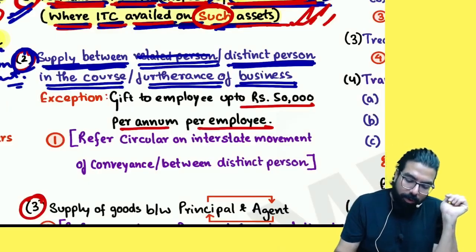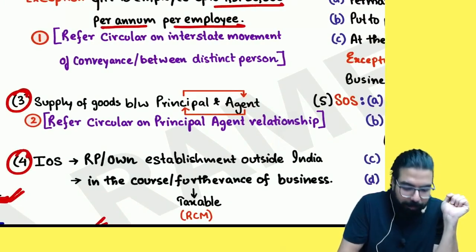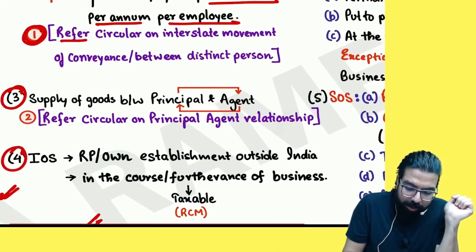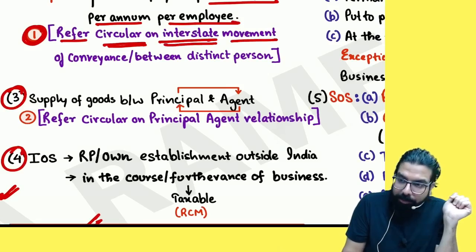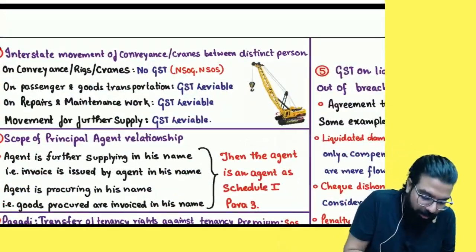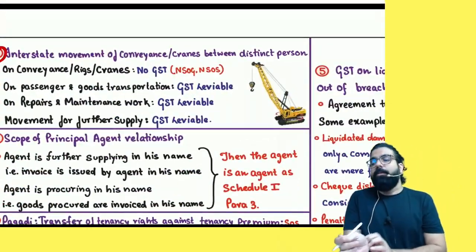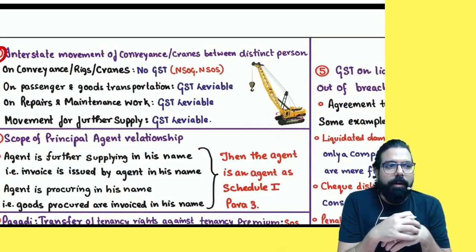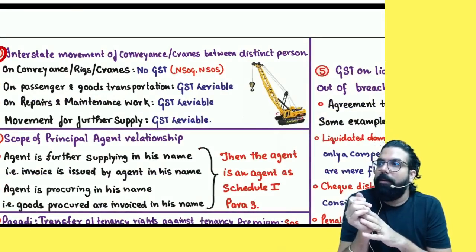Now, there is one circular. Can you see point number 1 over here? Refer circular on interstate movement of conveyance between distinct persons. Chalo, I'll explain you the circular. Sir, where is the circular? The circular is over here. But people, can you tell me what do you mean by circular? Guys and girls, what do you mean by circular?